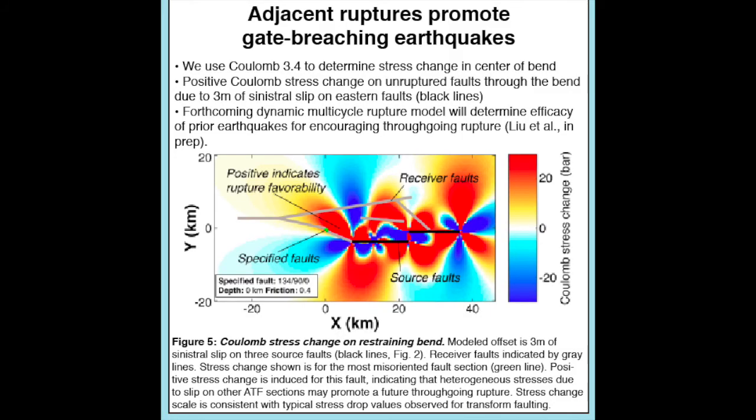Second, we suggest that stress residuals due to prior earthquakes allow for through-going rupture and demonstrate this using a Coulomb model. Both the weak fault model and the impact of prior ruptures are critical for allowing through-going rupture of this bend. That's a quick introduction to our work.